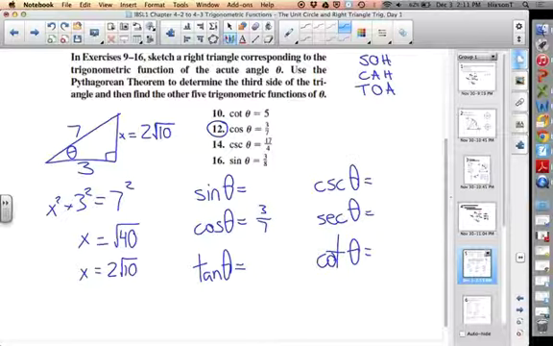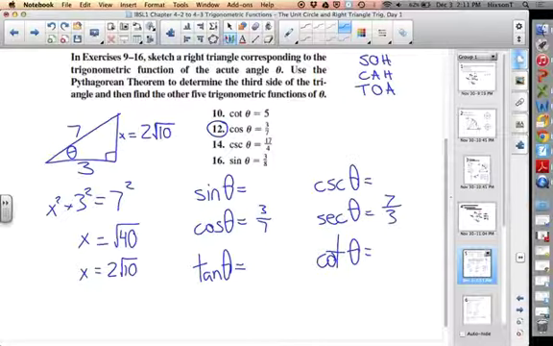So what's going to be the easiest one to find, actually? Secant, because it's 1 over cosine, so that ends up being 7 over 3. So even if you couldn't remember how to find that third side, you could at least get 1 out of 5. Not that that's really good, but it's better than nothing.